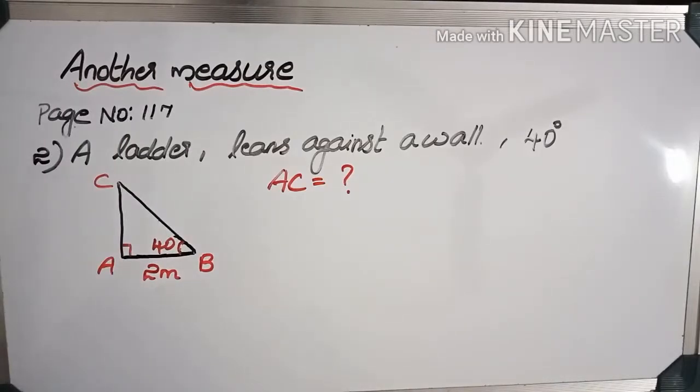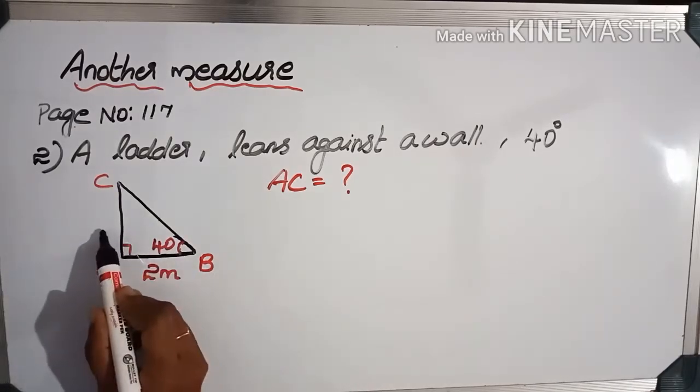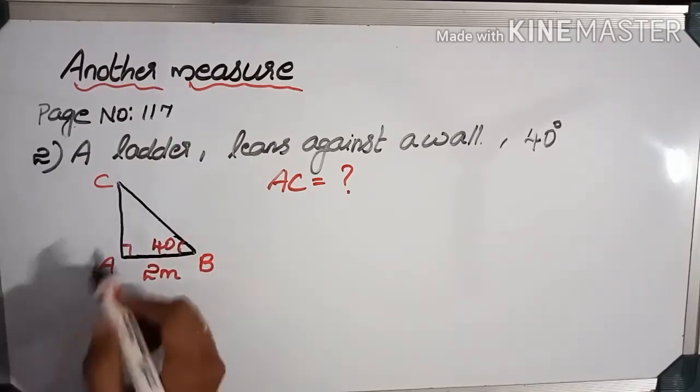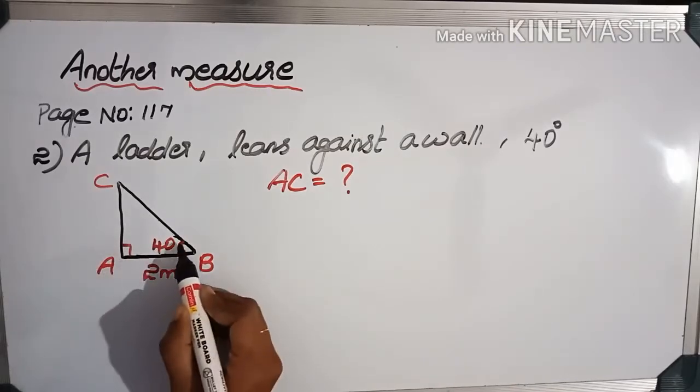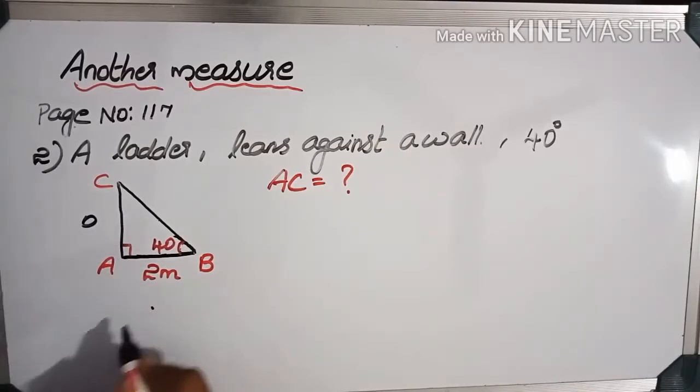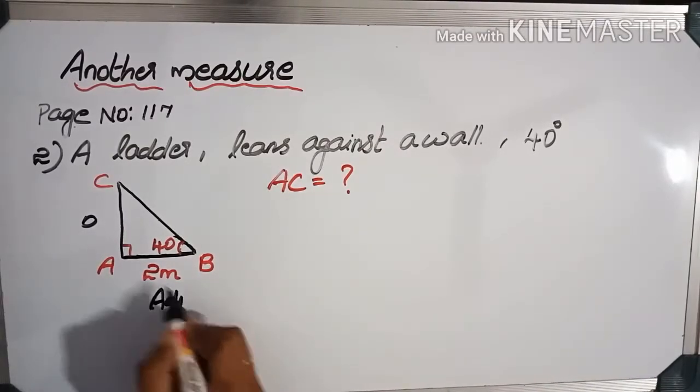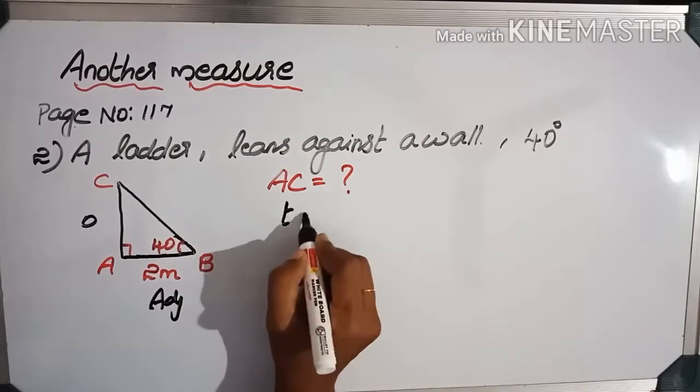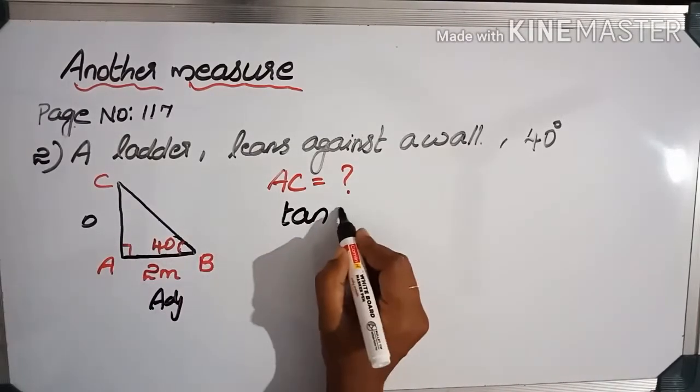Now for that, one measurement is given and one angle is also given. We have to check whether to apply sine, cos or tan. For that we check which measurement is to be found and which is given. For the 40 degree angle, AC, which we need to find, is the opposite side. Given is the adjacent side. So opposite we need to find, adjacent is given. Opposite and adjacent comes in tan.